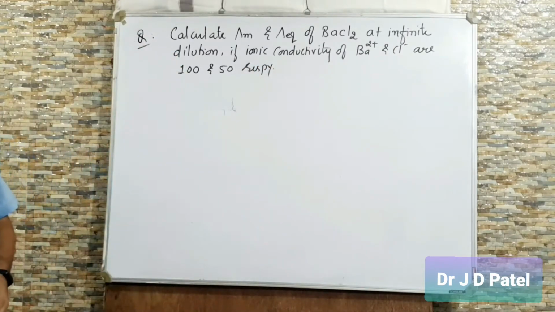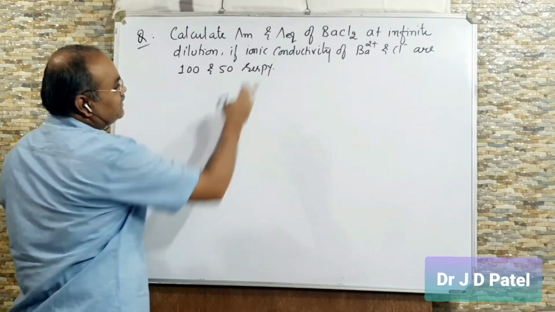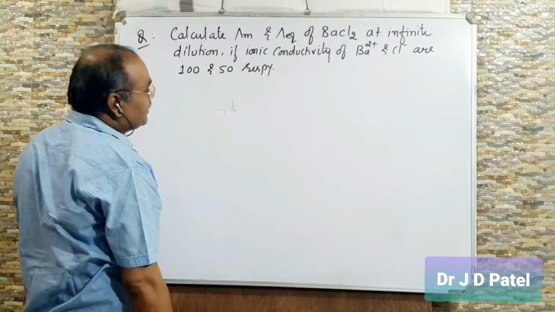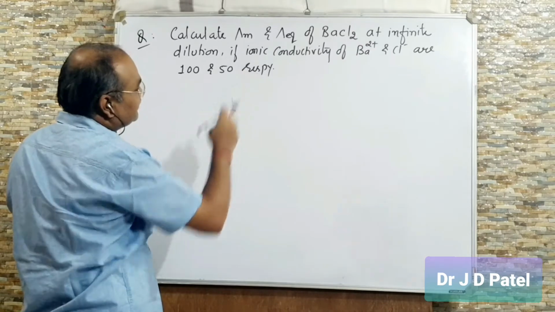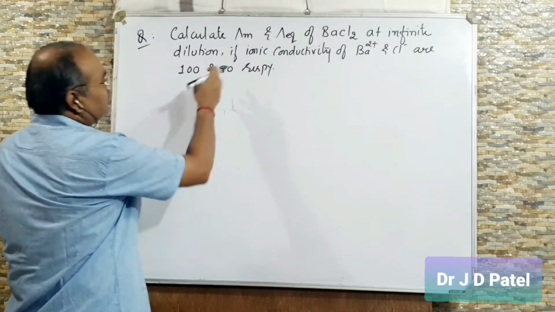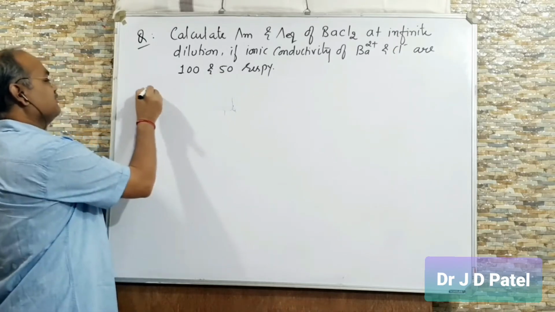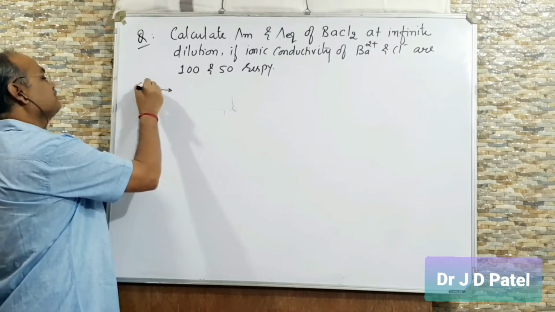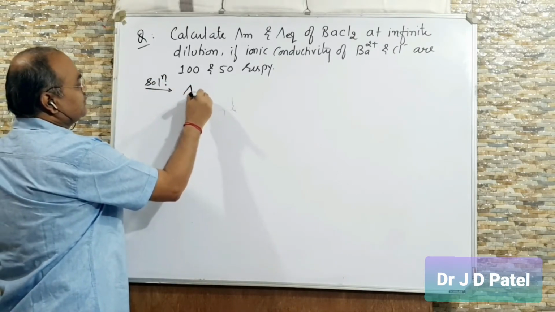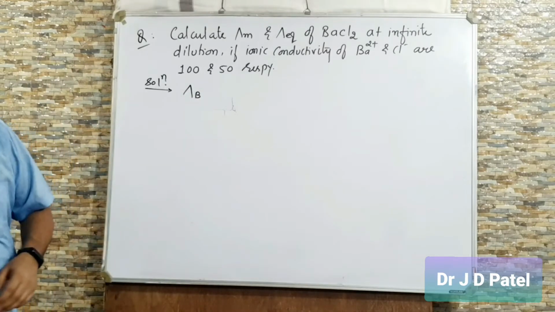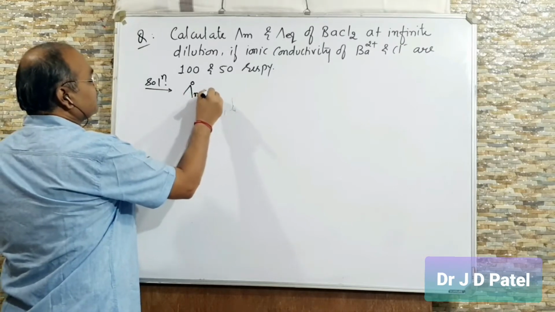Now, this is the data given to you. So, calculate molar conductivity and equivalent conductivity of BaCl2 at infinite dilution. Infinite dilution means lambda m0, lambda eq0. If the ionic conductivity of Ba2+ and Cl minus ions are 100 and 50 respectively. So, the solution for this is lambda 0 m for BaCl2.